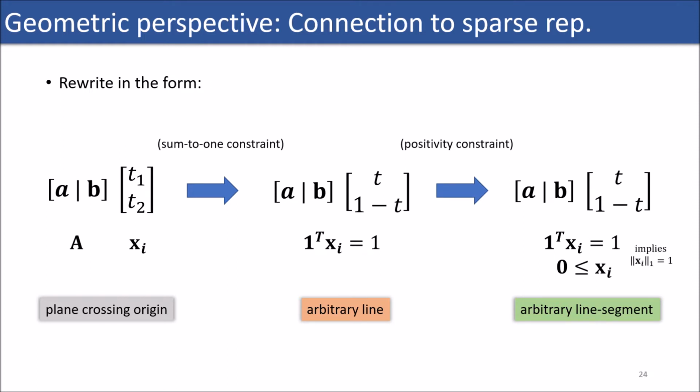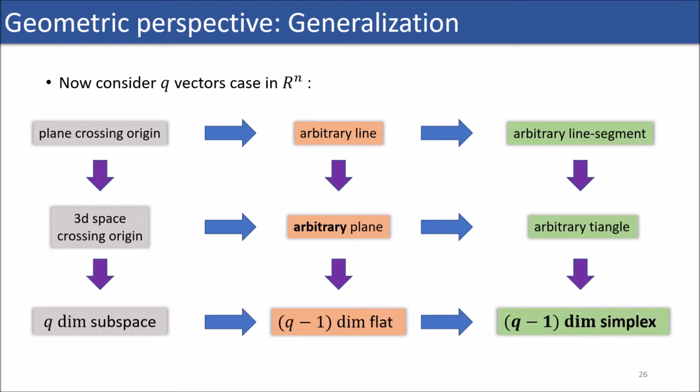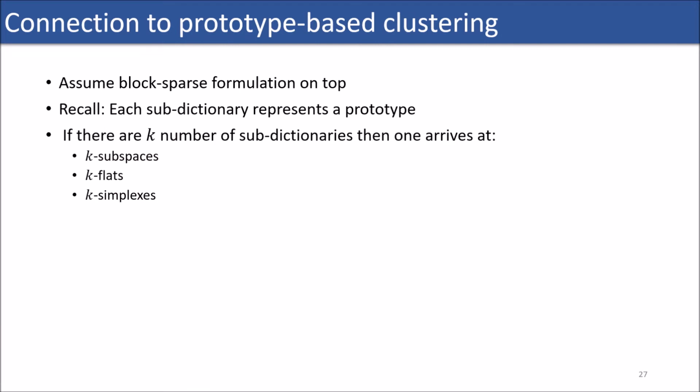Now consider three vectors case in Rn. We will then have a 3D space crossing origin, an arbitrary plane, and finally an arbitrary triangle, respectively. In the most general case, with Q vectors, we will then have a Q subspace, Q-1 flat, and a Q-1 simplex. Assuming block sparsity on top, we then arrive at clustering formulations of each geometric entity.